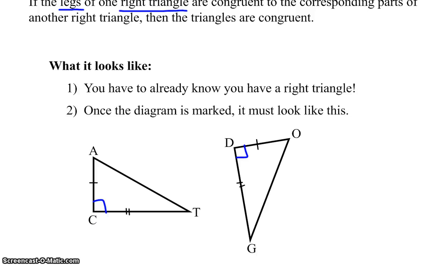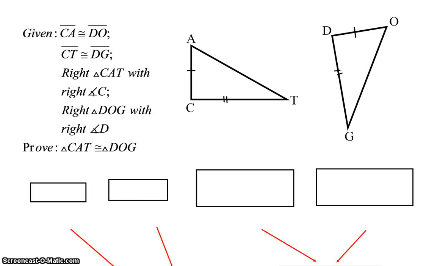Of course, we're going to prove it, but I've given you a little bit more leeway with this one. I've given you the information. CA is congruent to DO. Segment CT is congruent to segment DG. And right triangle CAT has right angle C. Right triangle DOG has right angle D. And we're trying to prove triangle CAT is congruent to triangle DOG. So go ahead and mark your figure with the information from the given. We already have the sides marked congruent. Now we're just adding on the fact that we have the right angle.